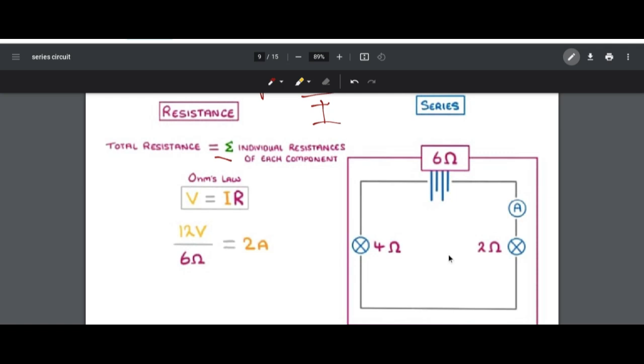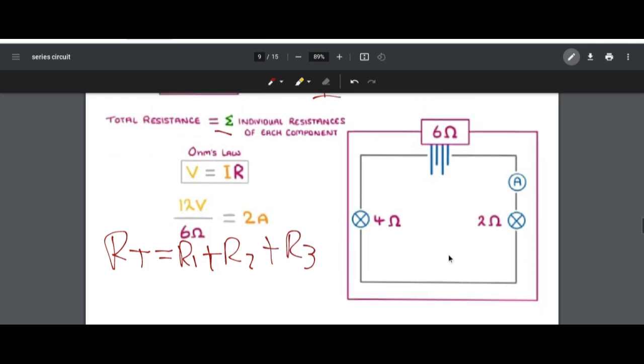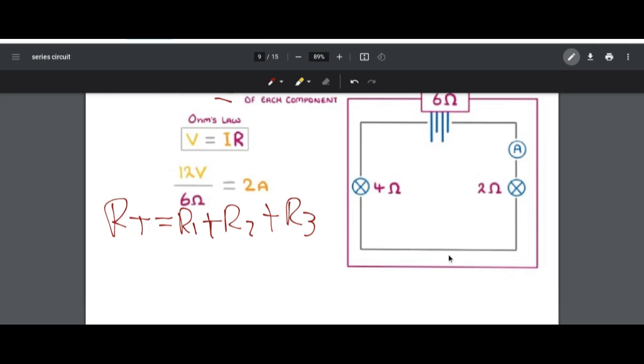When we add the individual resistance of each lamp, you will get the total resistance. We can say the total resistance is equal to R1, R2, and R3, because as the potential is divided, resistance is also divided. So now I have to put in the values of R1, R2, R3. What is the value of R1? R1 is V1 by I, V2 by I.